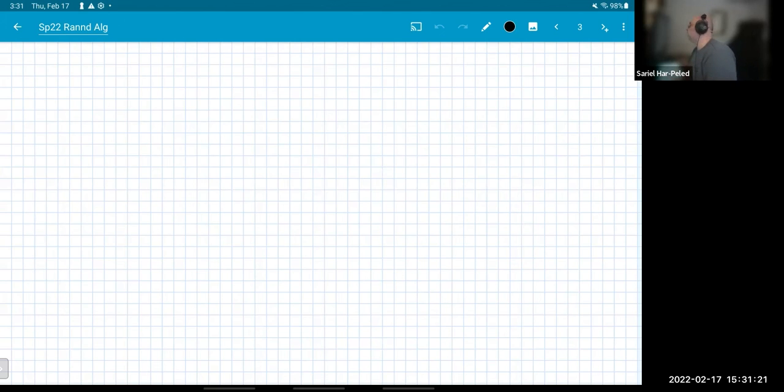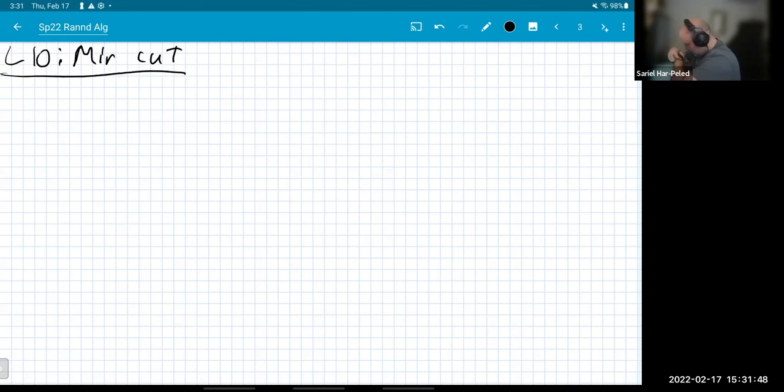And today's lecture is going to be on min cut, which is once again one of my favorite algorithms. This is lecture 10, I believe. Min cut. And the date is the 17th.